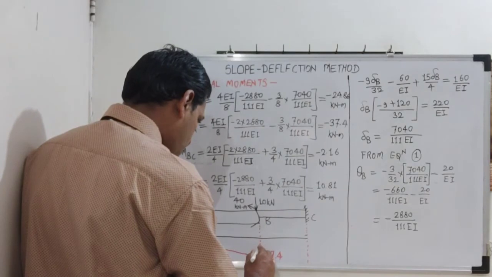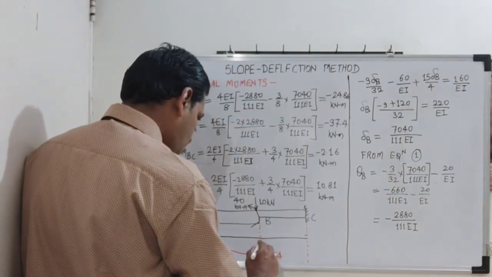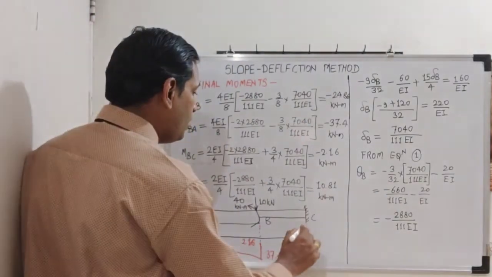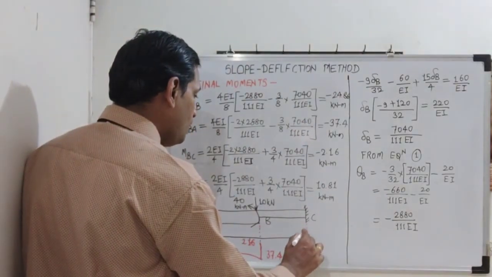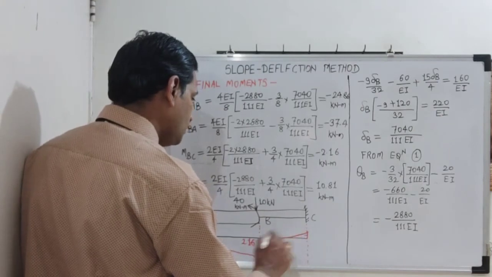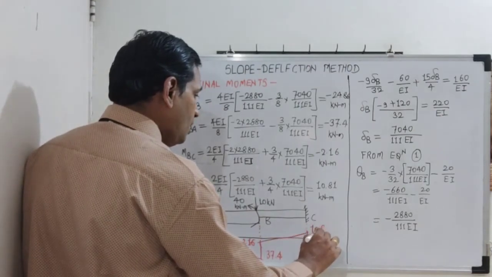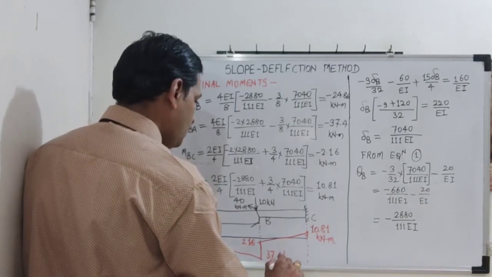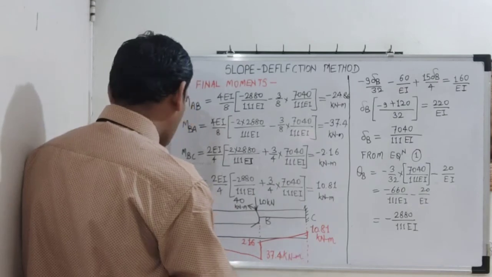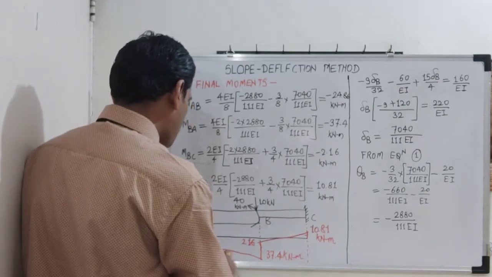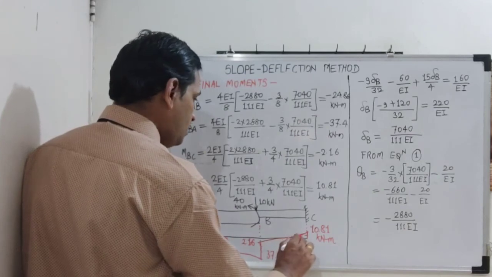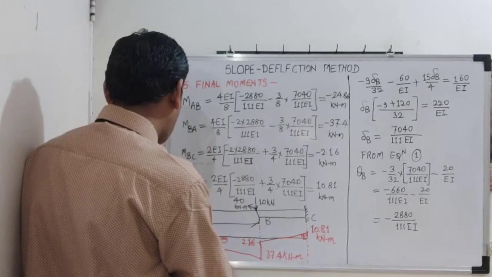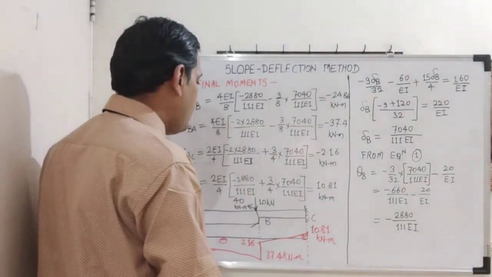Then it is minus 2.16, so it will go up 2.16. Then last is 10.81, so it is somewhere here, 10.81 kilonewton meter. Okay. So this will be your BMD. So this is minus and this is plus. Bending moment diagram on the tension side.